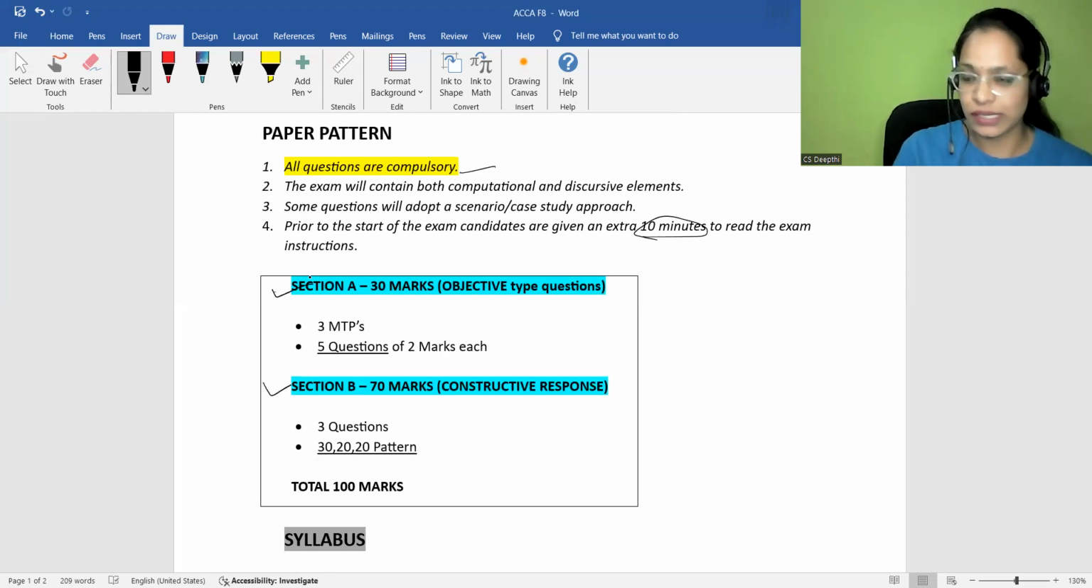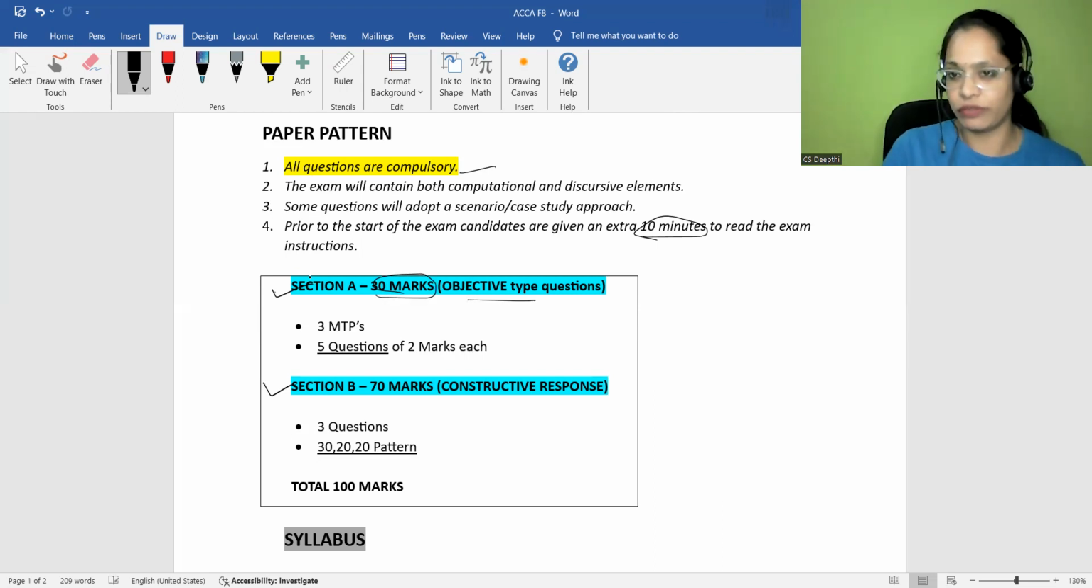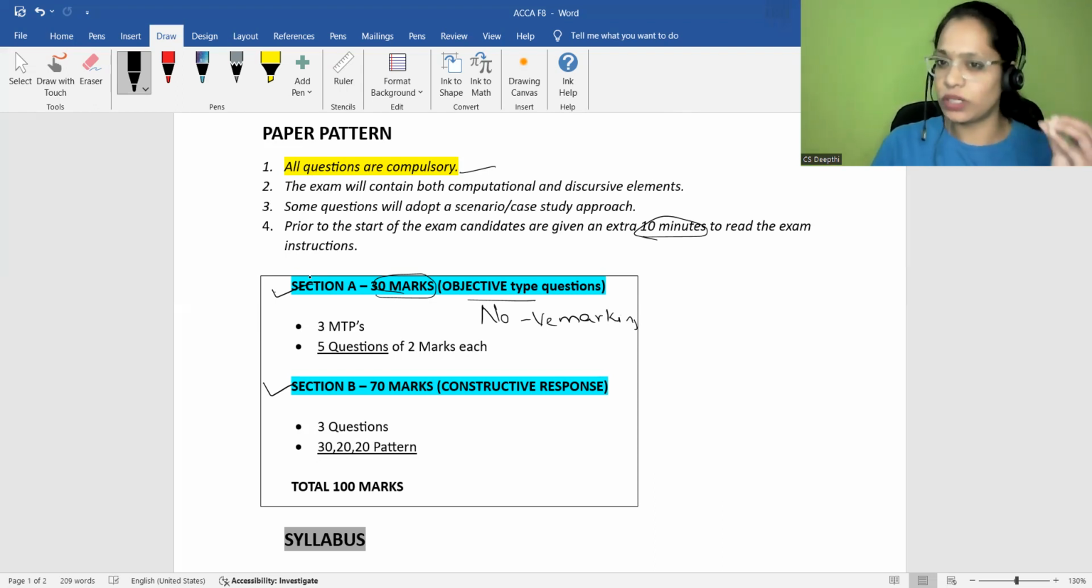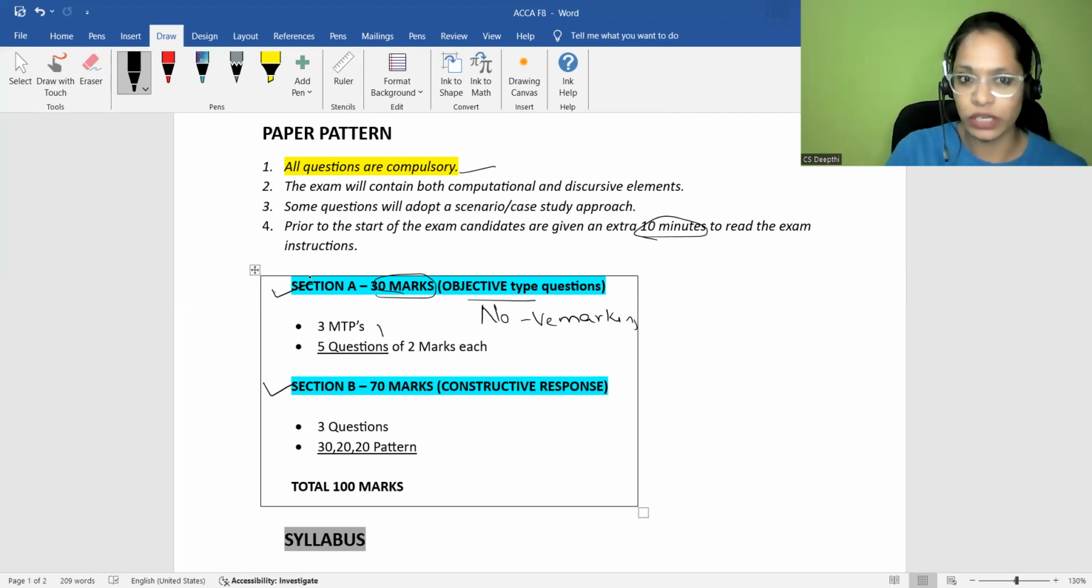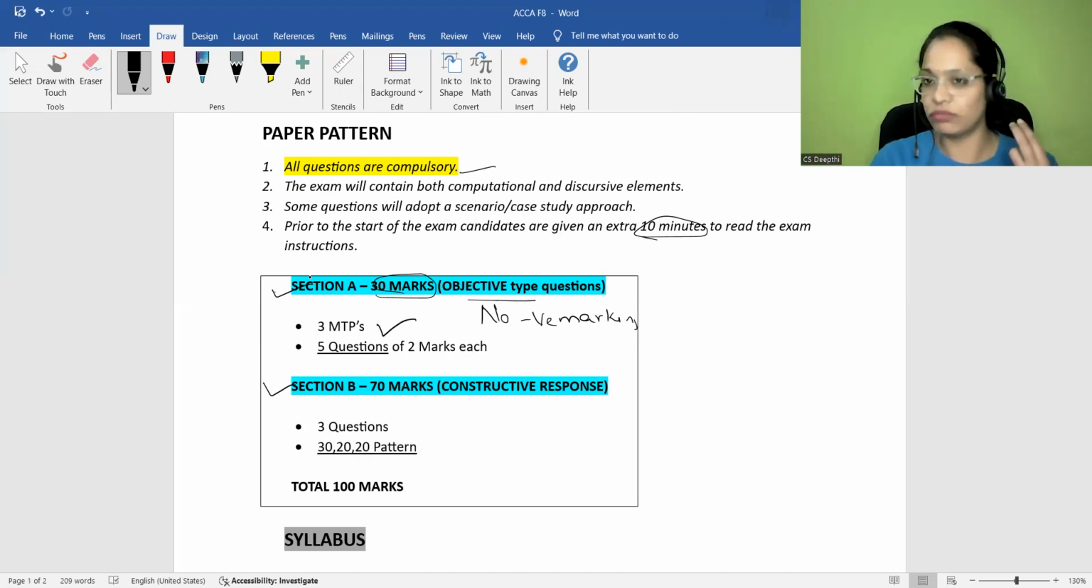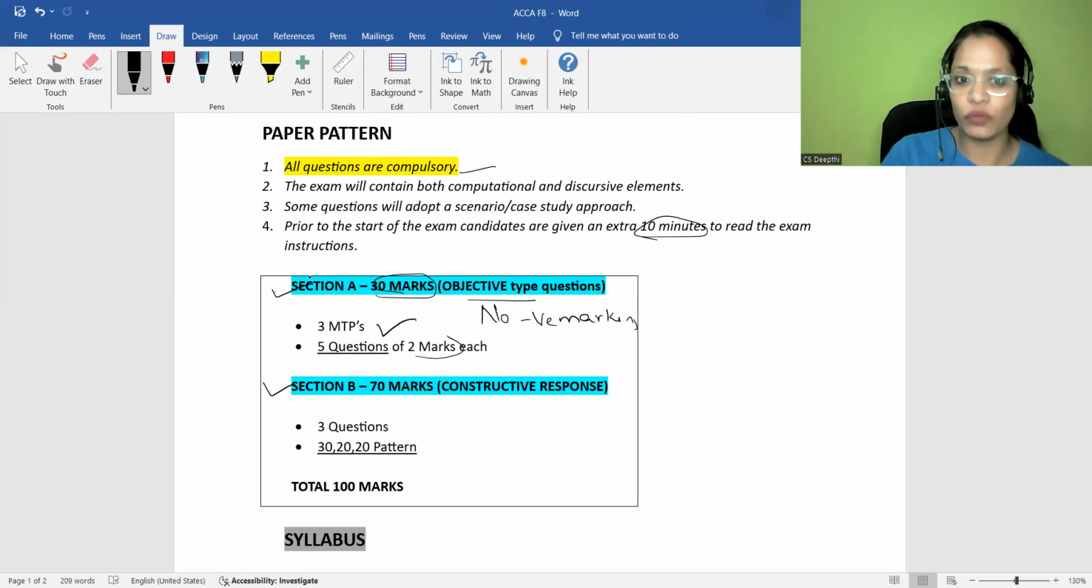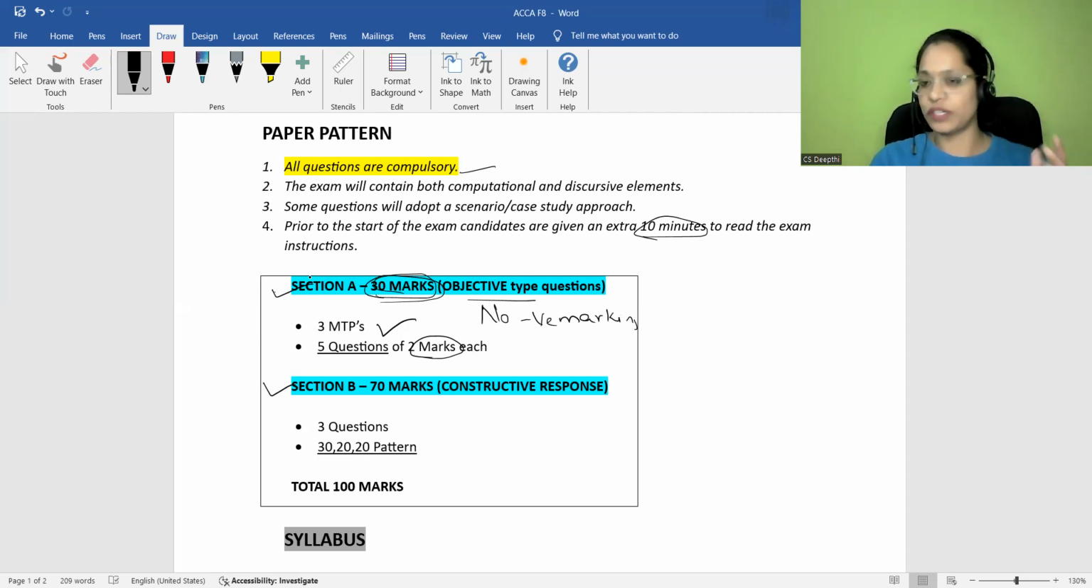We have two sections, Section A and Section B. Section A consists of 30 marks, which is objective. No negative marking. Please remember that we don't have any negative marking, so please try to attempt all the questions. Read the paragraph and try to attempt the questions. They will give you three questions, and in each, 5 questions will be given, of 2 marks each. So the 30 marks pattern of Section A will be finished. Every question should be attempted because there is no negative marking.